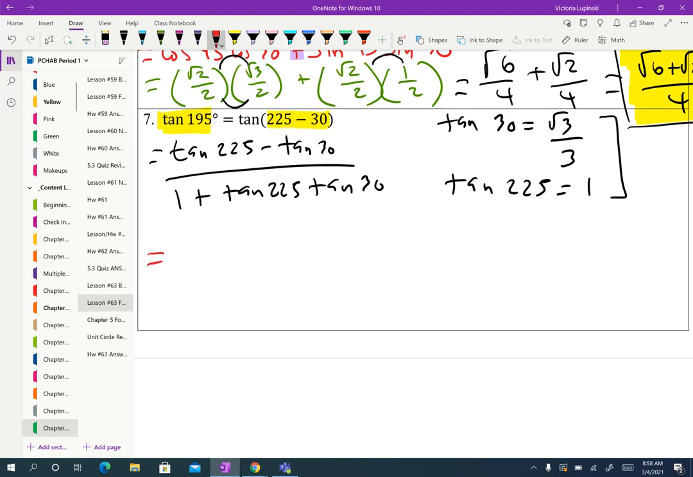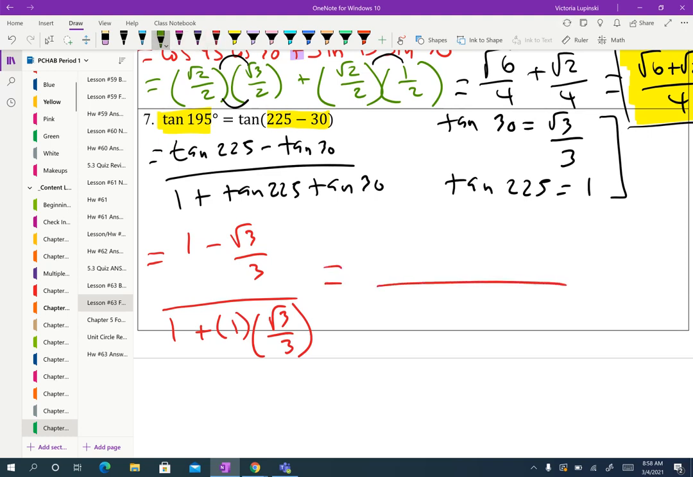So I'm going to go ahead now and actually sub in those values. So for the tangent of 225, I'm going to plug in a 1 minus root 3 over 3 for the tangent of 30. And then 1 plus 1 times root 3 over 3. I'm going to go ahead and find common denominators in the top and bottom. So here in the numerator, this is 1 over 1. So the common denominator would be 3. So this is going to be 3 minus radical 3 over 3. Then this is 1 over 1 plus root 3 over 3. So I'm going to find a common denominator of 3 in the bottom as well. And that's going to be 3 plus radical 3.